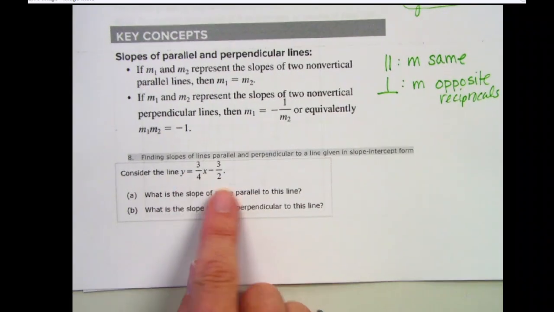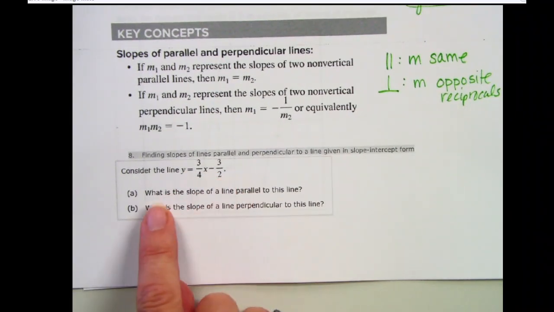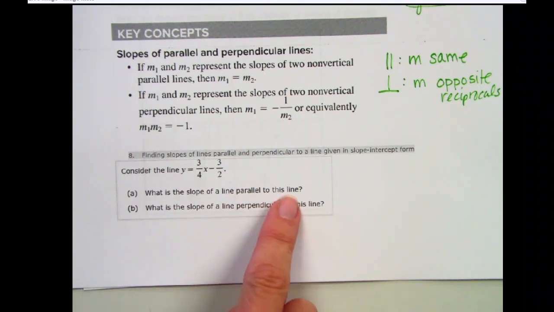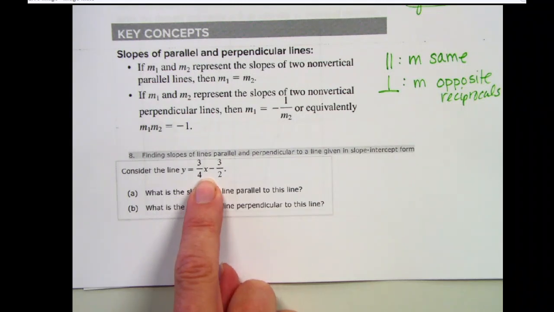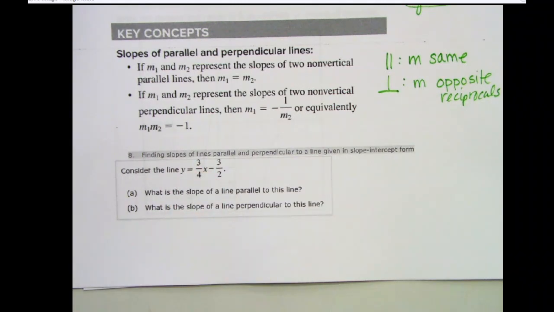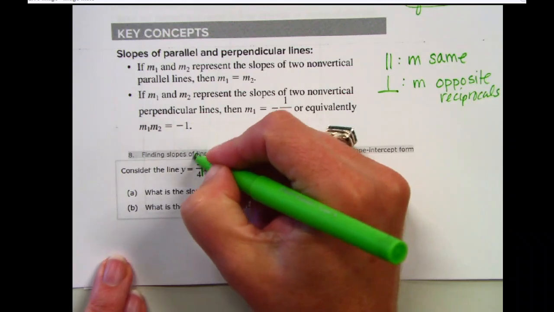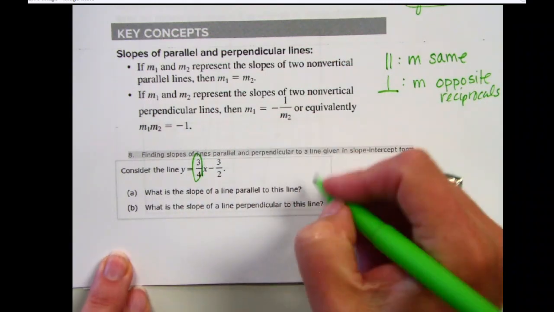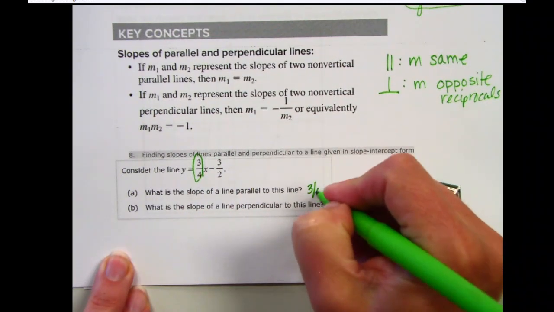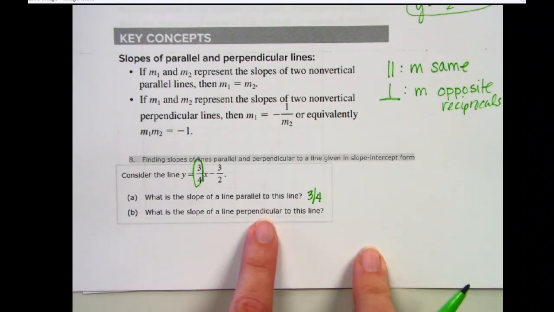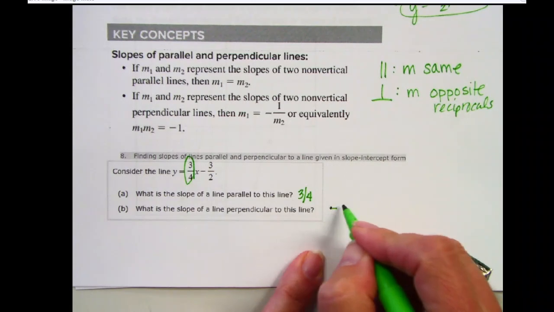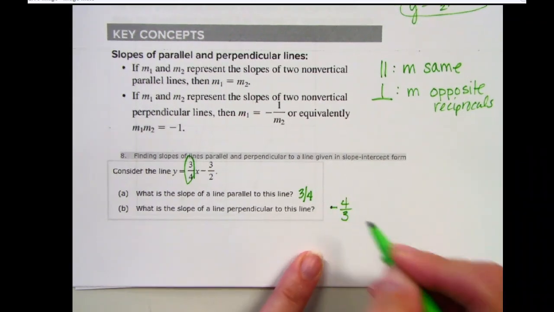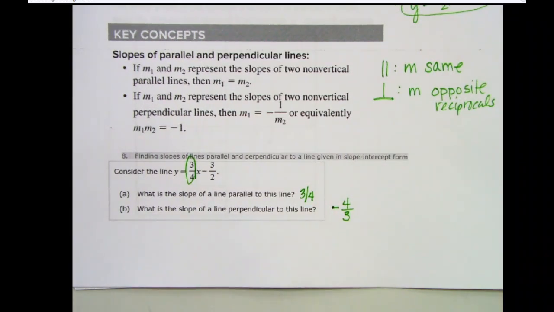Consider this line. What is the slope of a line parallel? Can I find the slope of this line in this form? Absolutely, the y's alone. So the slope of this line is 3/4. So parallel slope would be the same, 3/4. Perpendicular, what did we say we do to that one? Change its sign and flip the fraction. Opposite reciprocal.